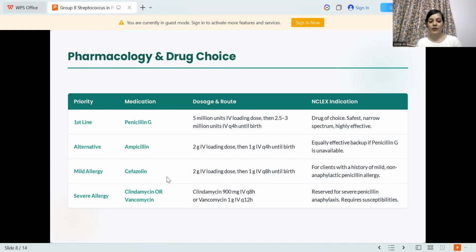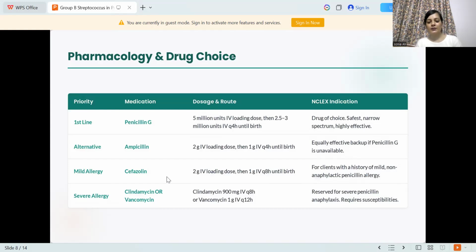If a patient comes in with a mild allergy to penicillin, we will give cefazolin. This is another drug of choice for the patient. The dosage is a 2 gram IV loading dose and then 1 gram IV every 8 hours until the birth. For a client with a history of mild penicillin reaction, we will give this medication, cefazolin. If the patient has a severe allergy to penicillin, the drug of choice is clindamycin or vancomycin.